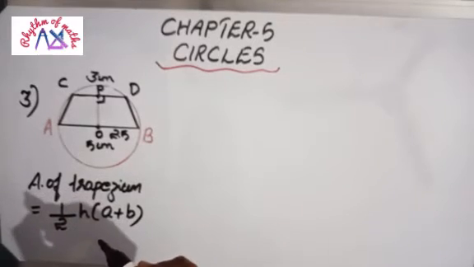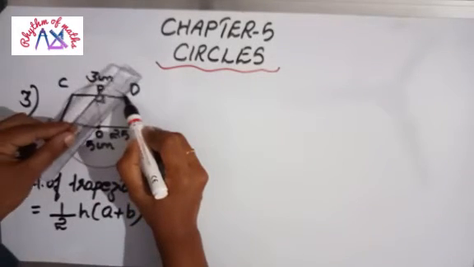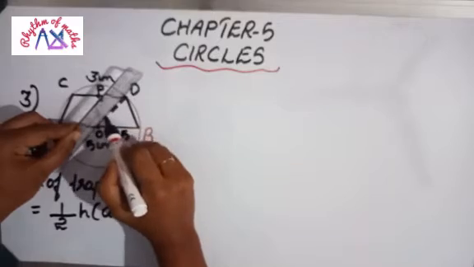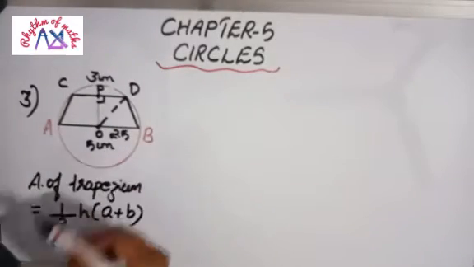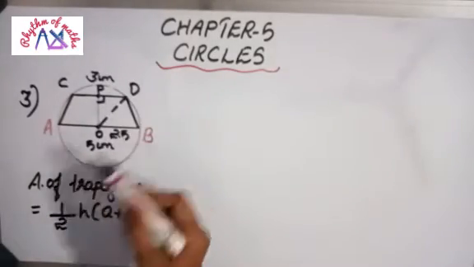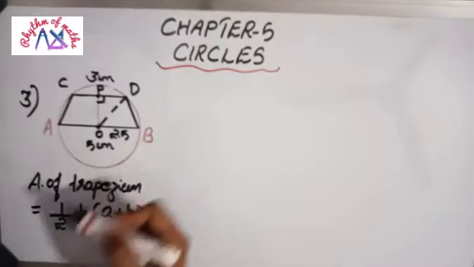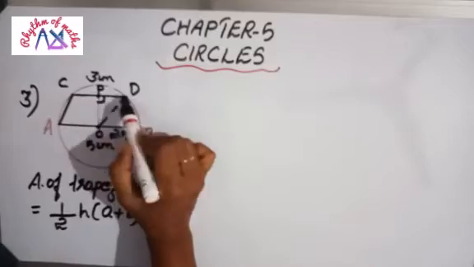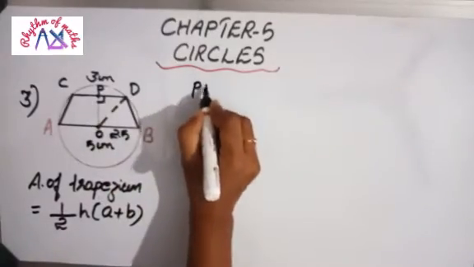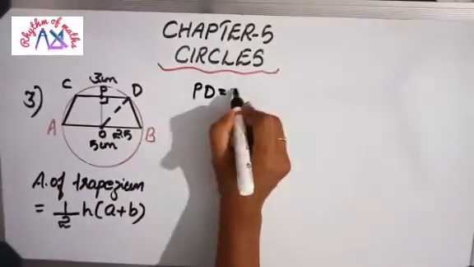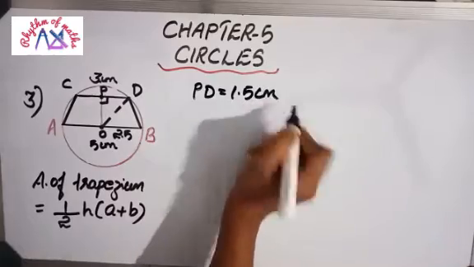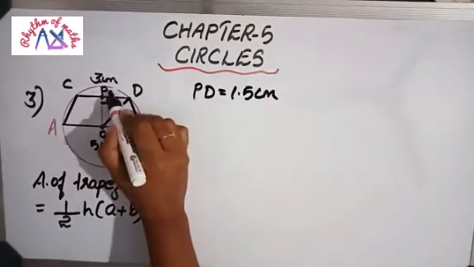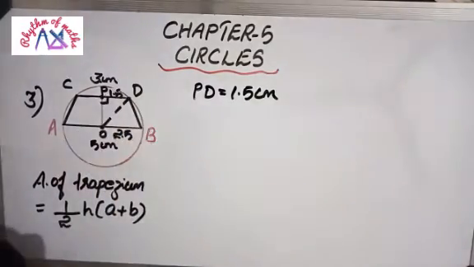That same radius we can draw from this side also. From this side also we can draw the same radius DO, which is also 2.5 centimeter. Now the total CD is 3 centimeter. Then what will be this PD? PD will be equal to half of 3, that is 1.5 centimeter. So this is 1.5 centimeter.